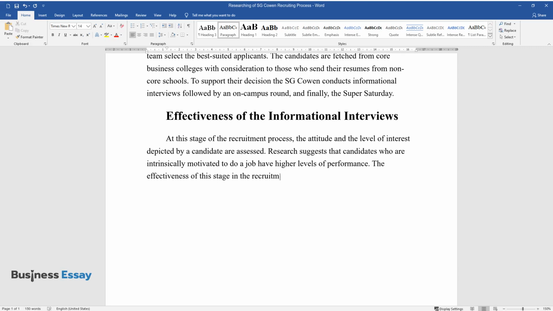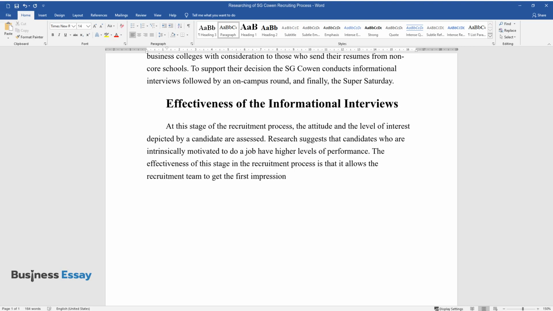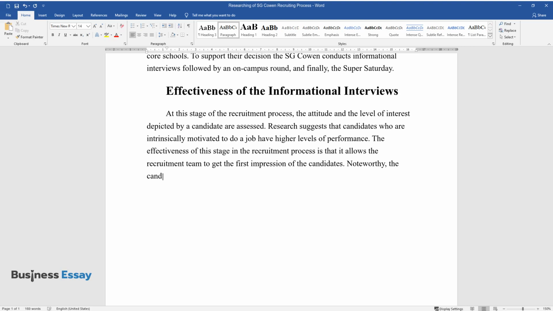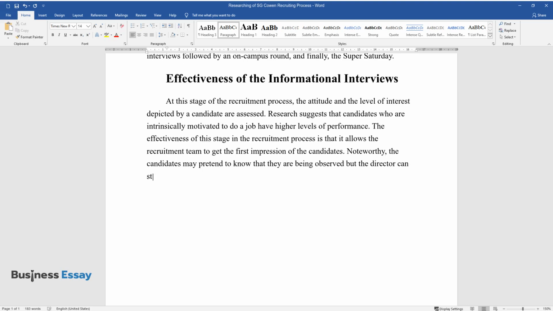The effectiveness of this stage in the recruitment process is that it allows the recruitment team to get the first impression of the candidates. Noteworthy, the candidates may pretend to know that they are being observed, but the director can still tell the difference between the candidate that is serious about the work and those who are not.